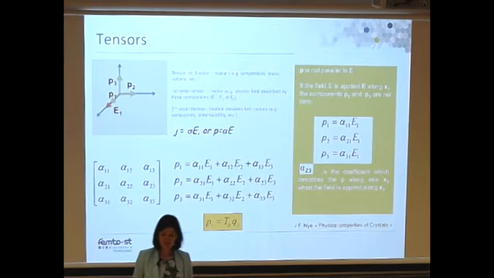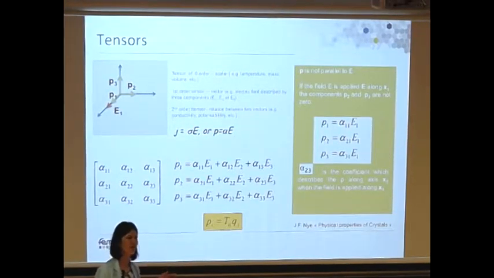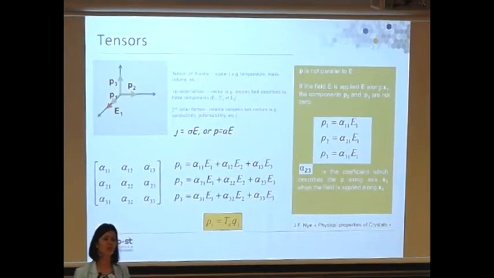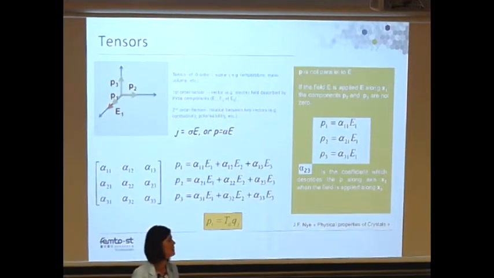So why do we need tensors? You remember at the beginning of my talk, when I presented different point groups, I said that most crystals are very symmetric or not symmetric? Not symmetric. Symmetry is quite low, right?